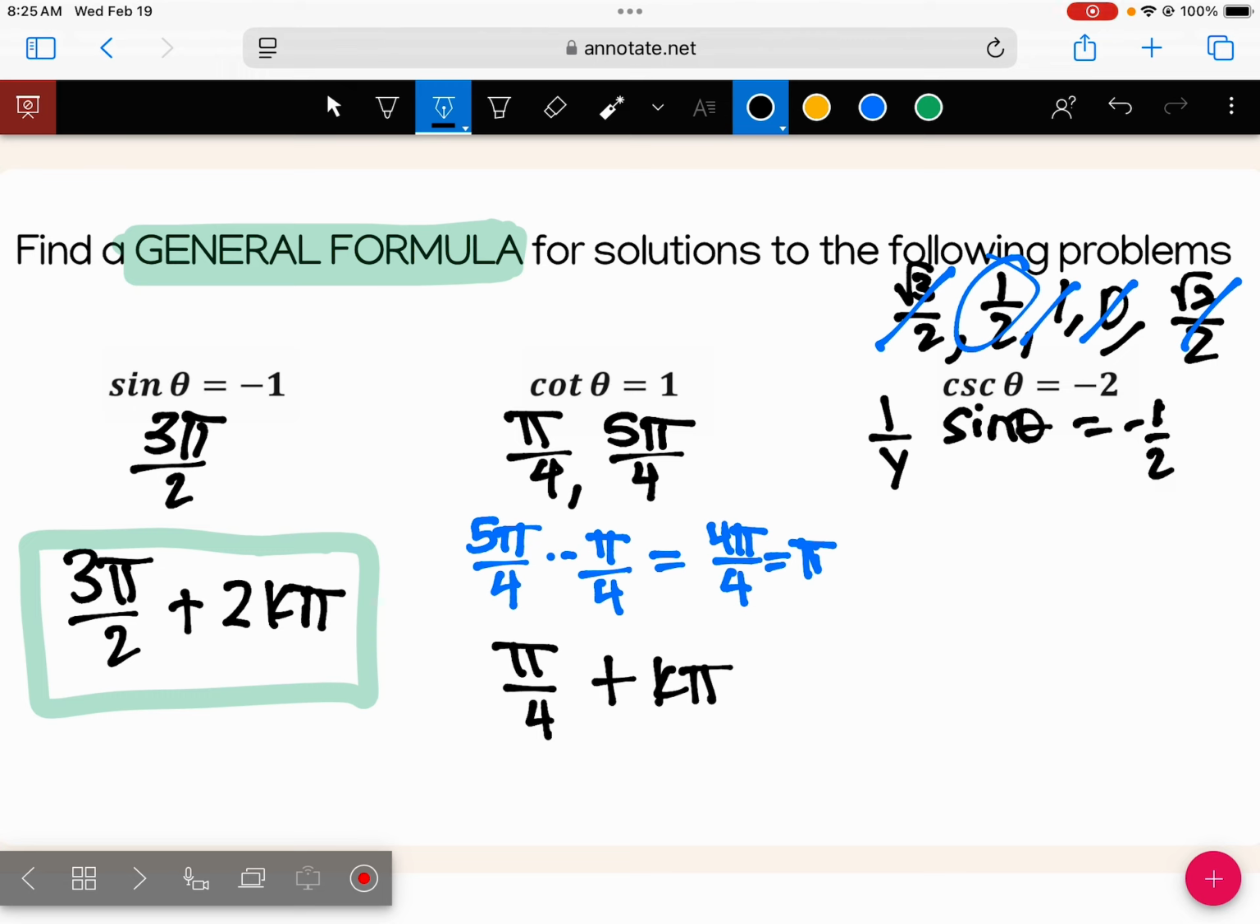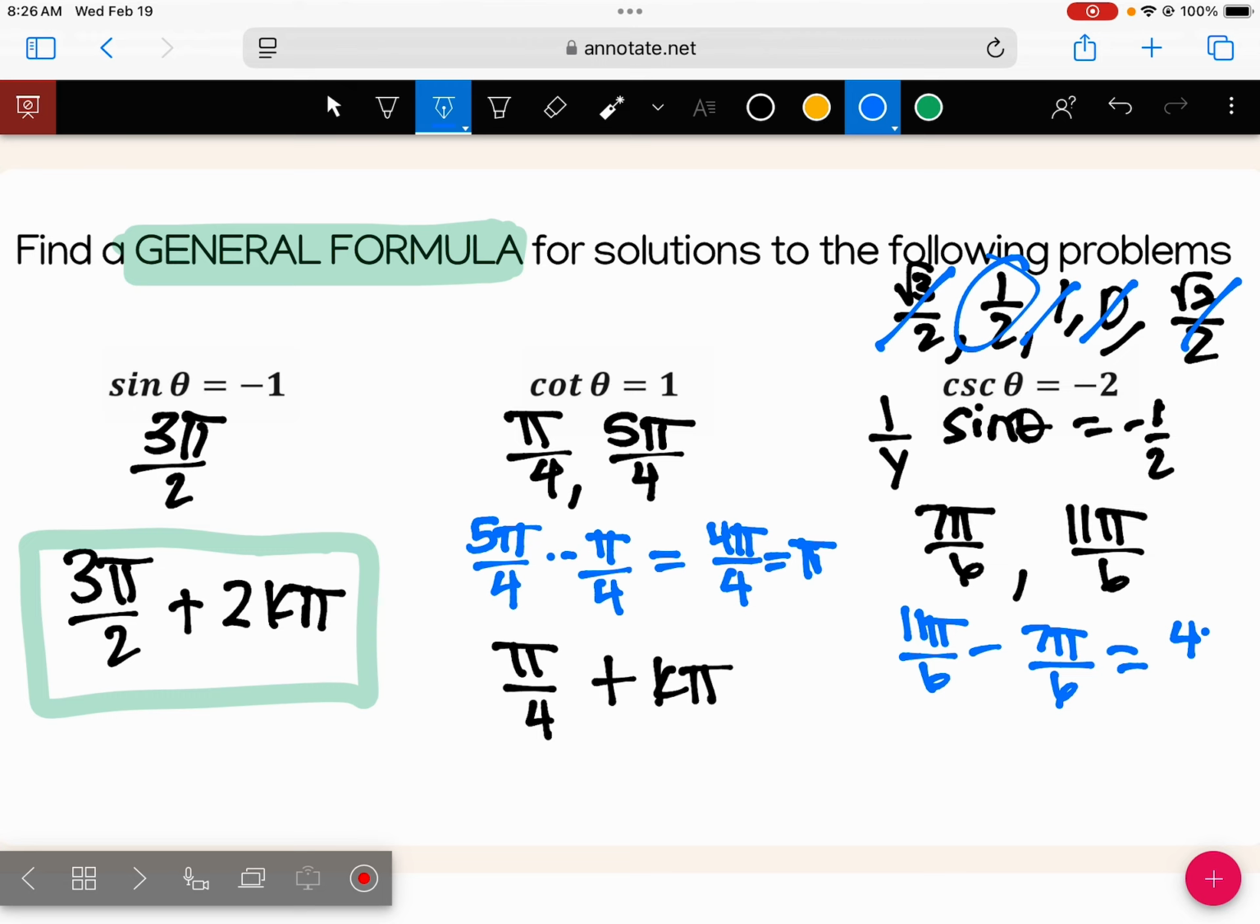So again, you'll go to your unit circle. And where is sine -1/2? That's at 7 pi/6 and 11 pi/6. So now we're going to try that trick because we have two different angles. 11 pi/6 minus 7 pi/6 gets us 4 pi/6.